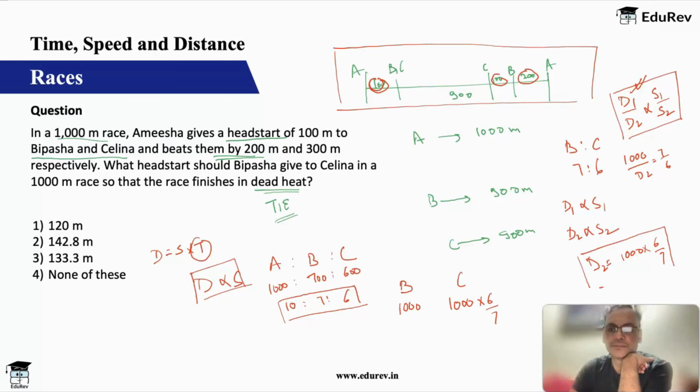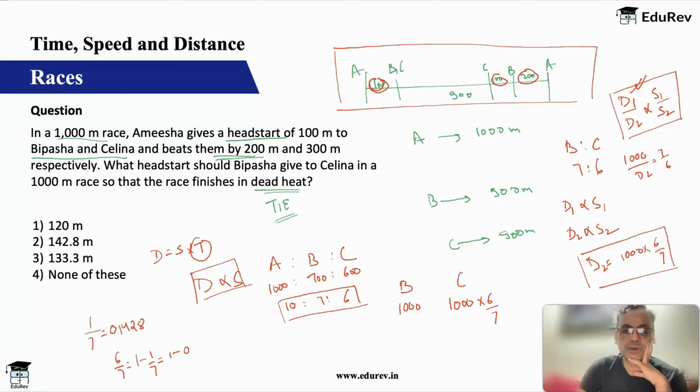This is simple. And when we had done fractions, if you remember, 1 by 7 is 0.1428. If you remember this, that will help you, because 6 by 7 is nothing but 1 minus 1 by 7, or it is 1 minus 0.1428. Hence it will be 0.8572. So basically when Bipasha does 1000, Selina will do 857.2.